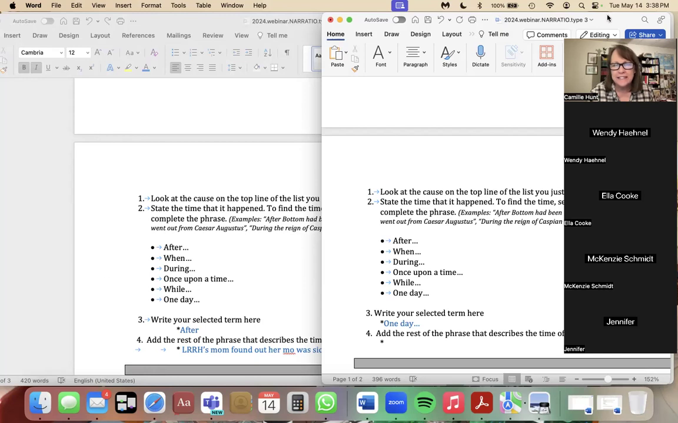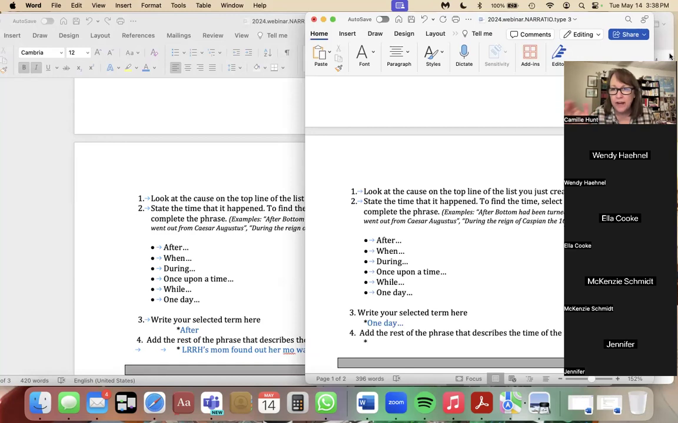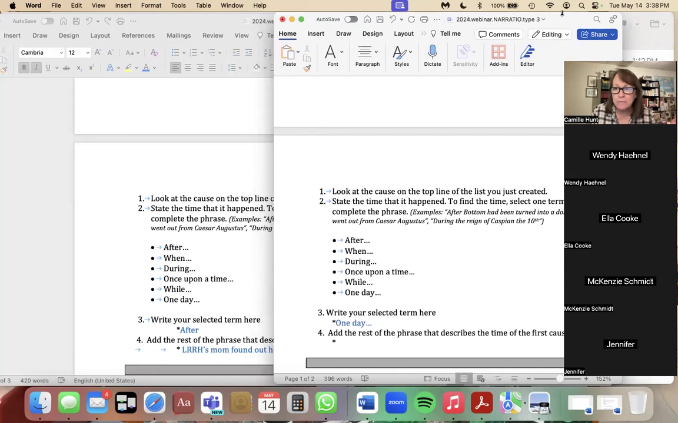But if we're only asking whether Bottom should take this one action, Bottom the Weaver, we might start with just that. After Bottom had been turned into a donkey, then, gosh, I can't remember the story, but it could be something like after Bottom had been turned into a donkey, he wandered in the woods alone, and then this happened and that, and then he had to decide whether to go back to his friends in this condition, something like that, or to ask for help.